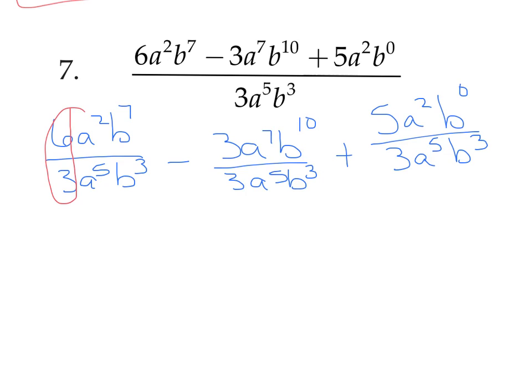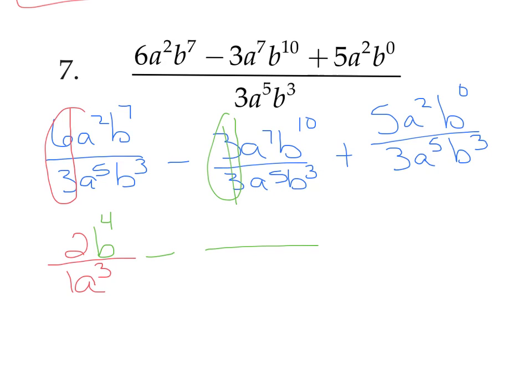6 divided by 3 is 2. We can write it as 2 over 1. Subtract the exponents on these a's, you get a cubed in the denominator. Subtract the exponents on the b's, you get b to the 4th, but in the numerator, because there were more in the numerator. All right, these 3's are going to cancel each other. They reduce to make 1, so we don't need them anymore.